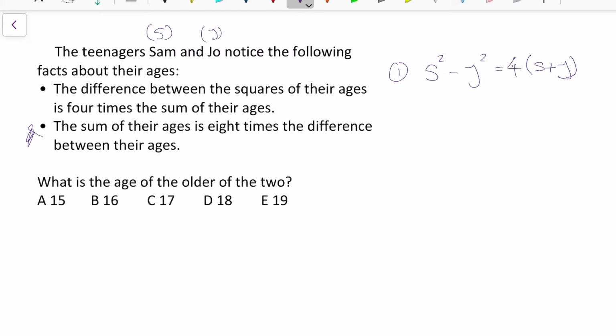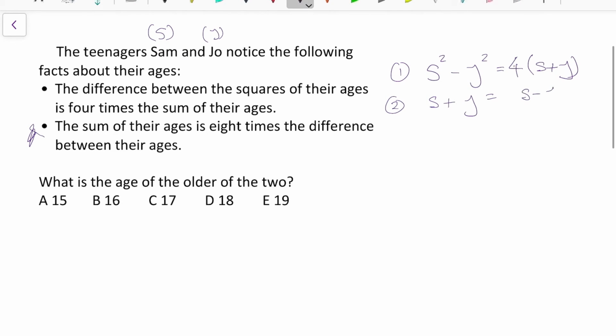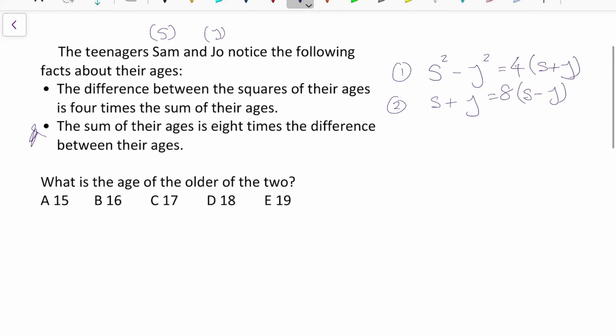Equation 2, so now look at the second line. The sum of their ages is 8 times the difference between their ages. Okay, so the sum of their ages is going to be S plus J. Now, the difference between their ages doesn't actually say which is older, and sometimes you have to be very careful with this in the question. However, here it doesn't matter. So I'm just going to let Sam be older. I'm going to say the difference is S minus J. I'm going to multiply that by 8, and that's going to give me my equation 2.